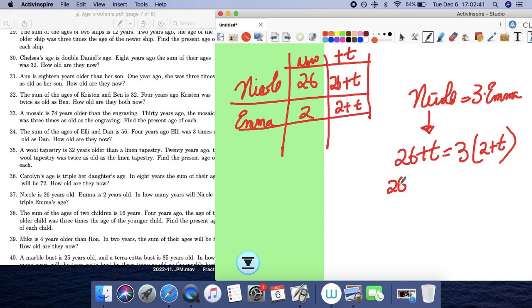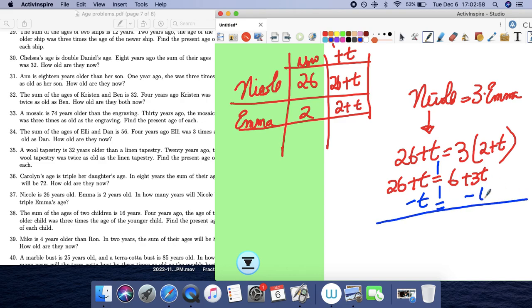Distributive property on the left side. No, sorry, on the right side. It's going to give us 6 plus 3t. Right, so again, we have variables on both sides. Let's get rid of one of them. Either this t goes away or that 3t goes away. So minus t on this side, right?